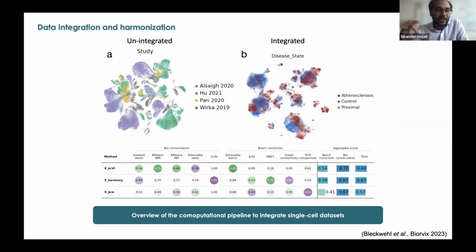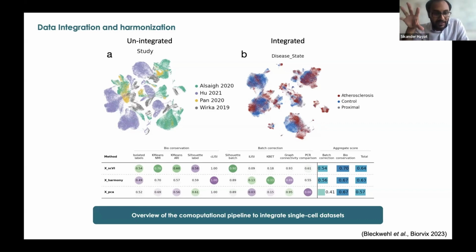So on the left-hand side, we have the unintegrated data, which is showing each cell on a UMAP, which is just a 2D representation. And the colors are showing you the cells that are coming from the different data sets that we use in the single cell atlas. On the right-hand side, we show the same data, which is now integrated and colored by the different disease states. And what I would like to stress is that you shouldn't just look at the UMAP to say whether the data is nicely integrated or not, but look at the quantitative features that we are showing you in the bottom.